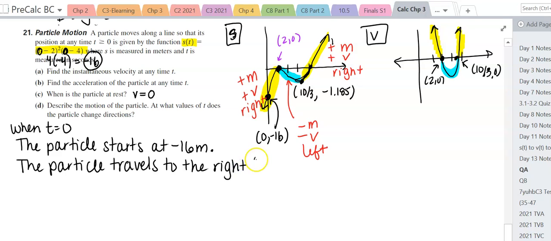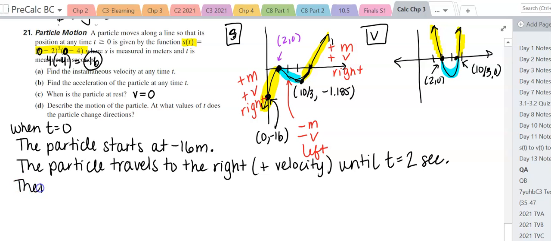And again, that's because it has a positive velocity. Okay, we can see it's a positive slope, so positive velocity, until t equals 2 seconds. All right, because again, at 2 seconds, suddenly now we have a negative slope. So that means then the particle changes directions.